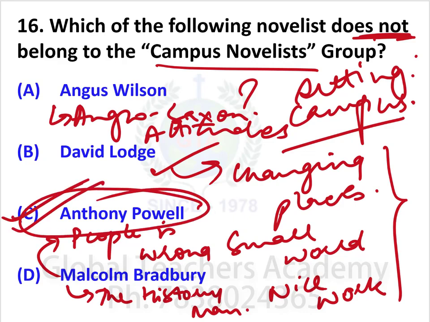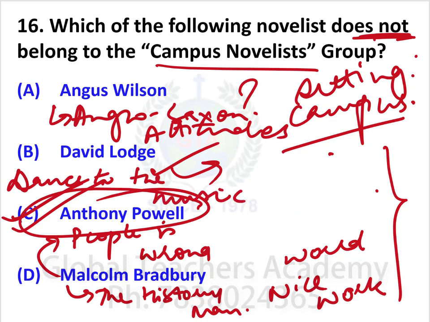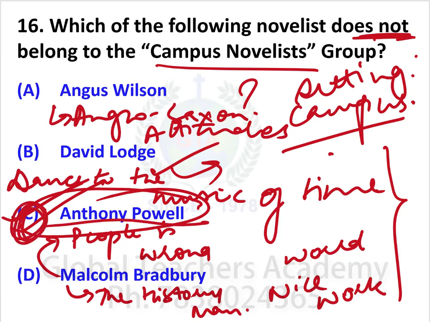He's written a 12-volume work which is important. It's called A Dance to the Music of Time. So while Anthony Powell is not a campus novelist, you must look at him as well because he's been featured in an option, and the text that he's written is a 12-volume text. It's called A Dance to the Music of Time. Right? Moving on to the next question.